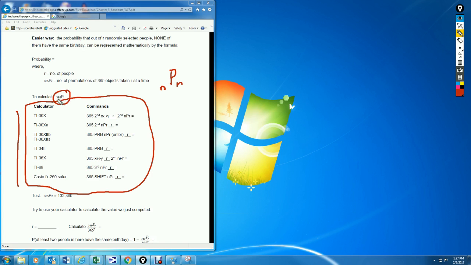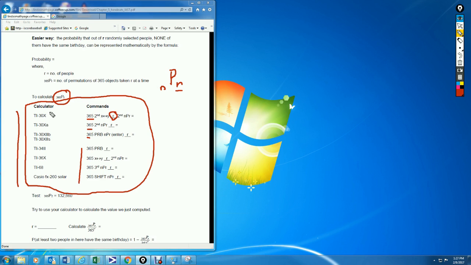Okay, so in this particular case, this was for the birthday calculation. N was 365, so that's why I have all these 365s here and so on. But just substitute whatever your total number of items is. And then for R, how many of them are you selecting at a time?